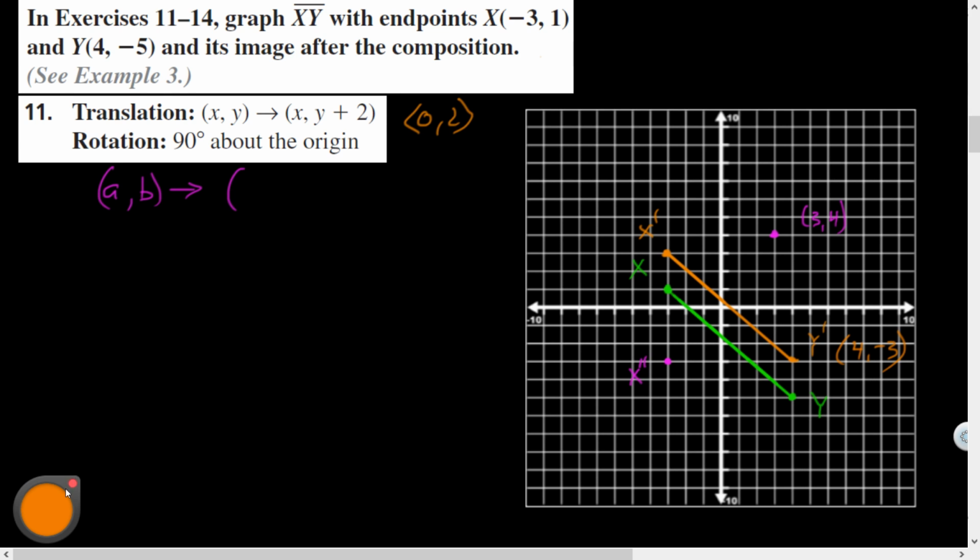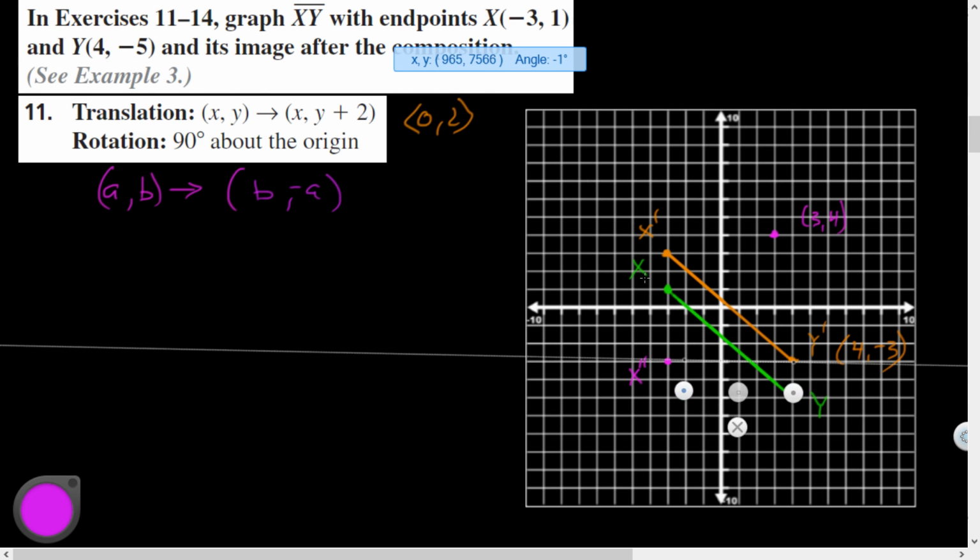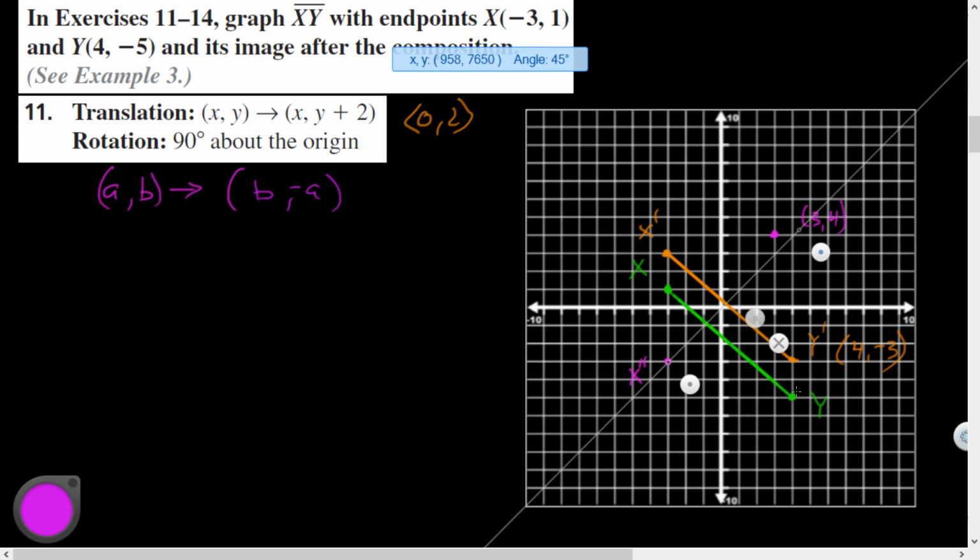-3. So as far as my rule, let's see if we can derive it. It looks like A and B switch. So this is going to be B and then A. 4, -3, 3, +4. And then the second position opposited. Okay, so (B, -A). And let's draw our line. And so the composition of those transformations, this is the end result, x double prime, y double prime, like so.